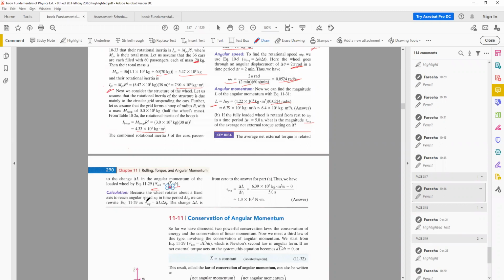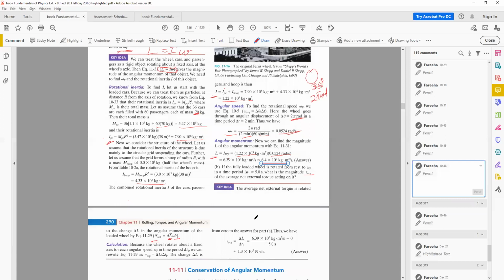So the wheel rotates about a fixed axis to reach an angular speed. Omega f is the final speed. The initial speed was 0. So this means that delta L will be the L that we have calculated here, because the initial angular momentum was 0 because the body was not moving. So this value comes over here minus the initial one, which is 0, divided by the change in time. The time period in this case is given to be 5 seconds. Delta t is equal to 5 seconds. So you put these values and you get the torque. Is that okay?